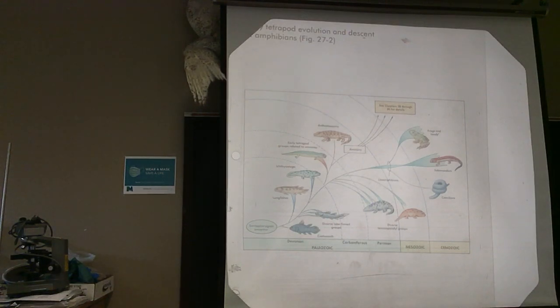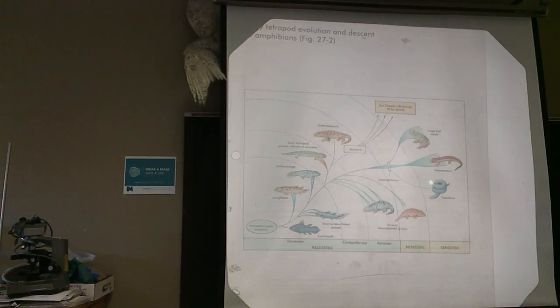So tetrapods, 4 legs, land animals. Here's an early group, later group going off to the reptiles. Here's a split off going to the surviving amphibians.